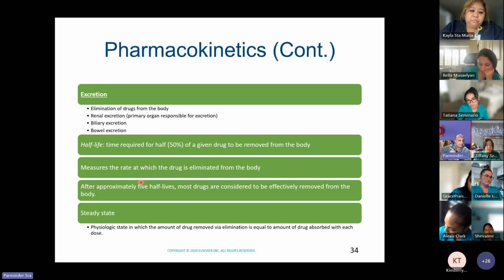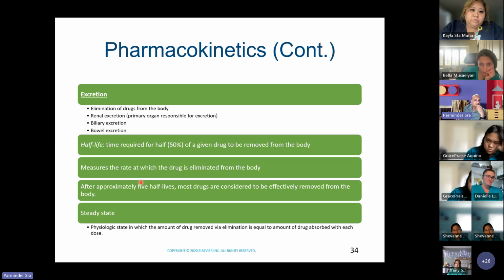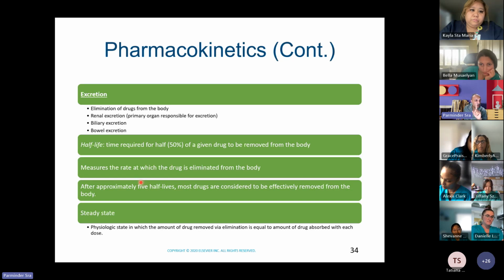Now let me ask you another question. How much drug will the patient have in their body after 10 hours? Meaning the first 5 hours plus another 5 hours. 2 half-lives. 100. Yes, that's important to understand, guys.